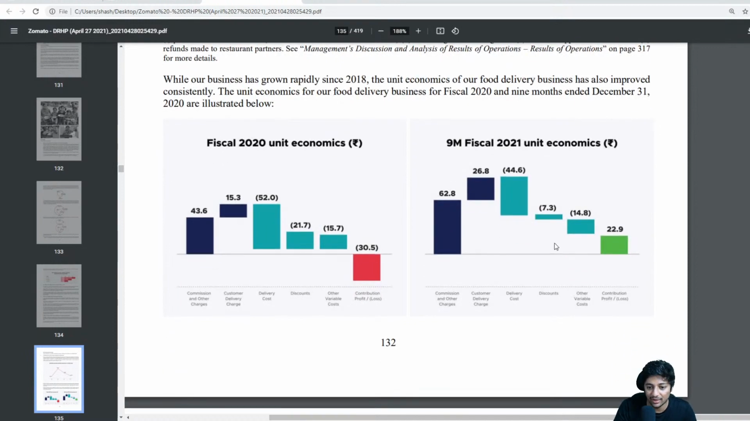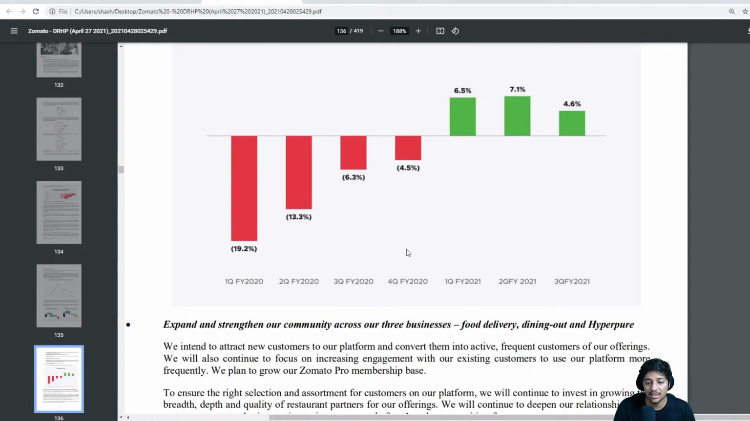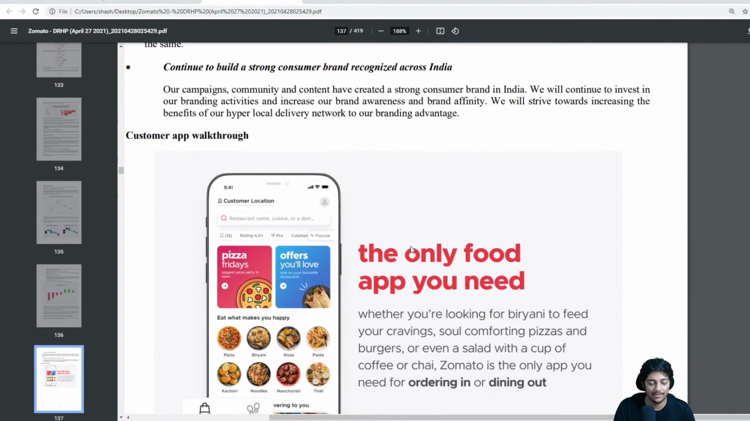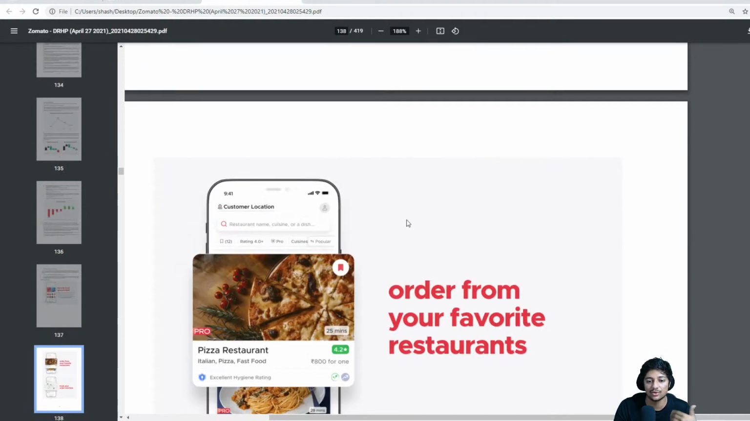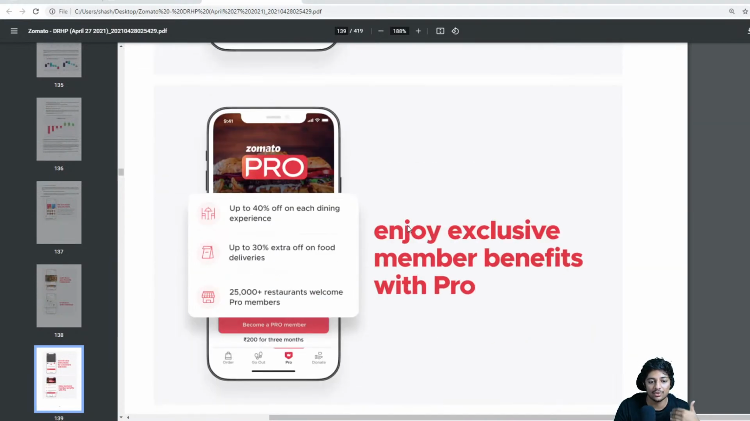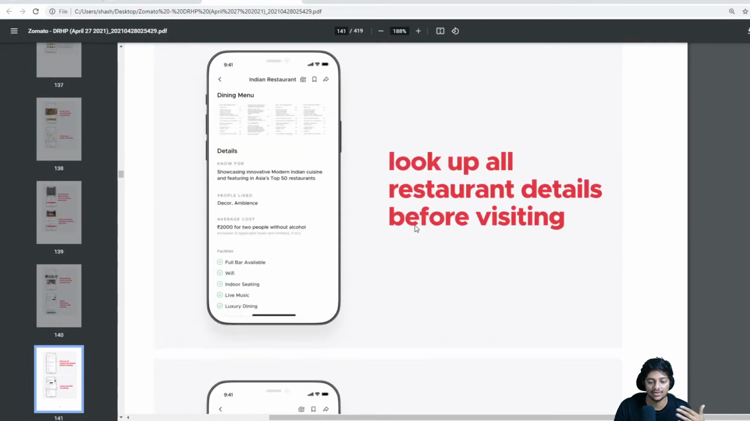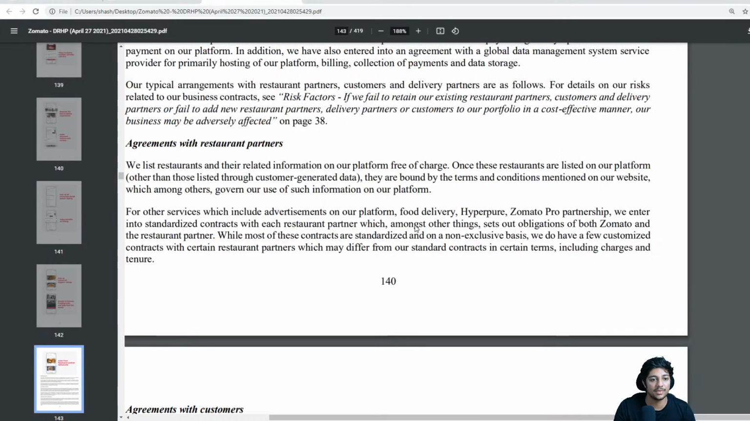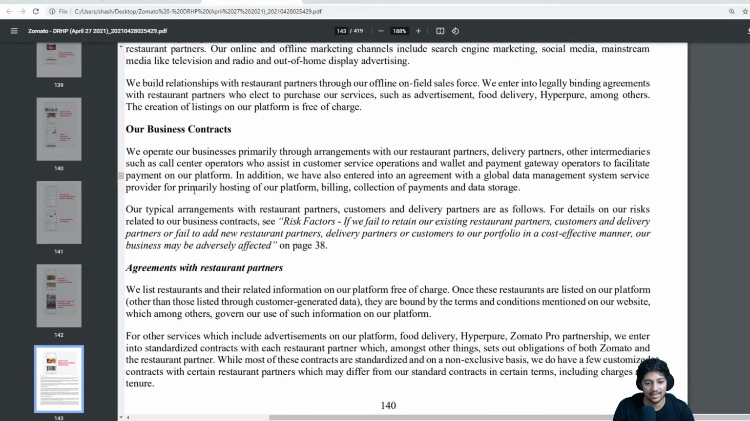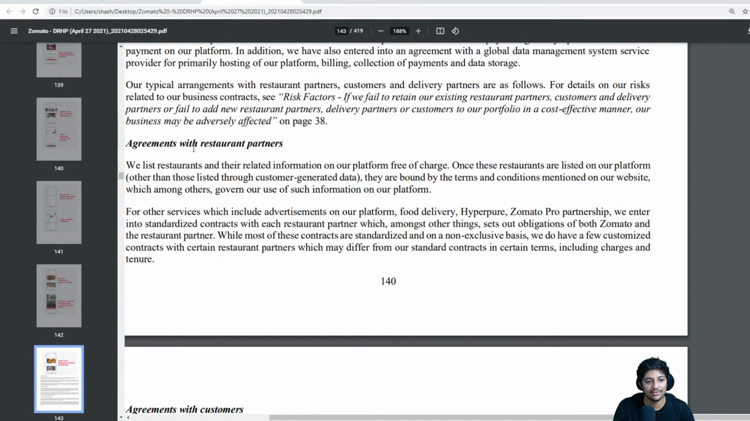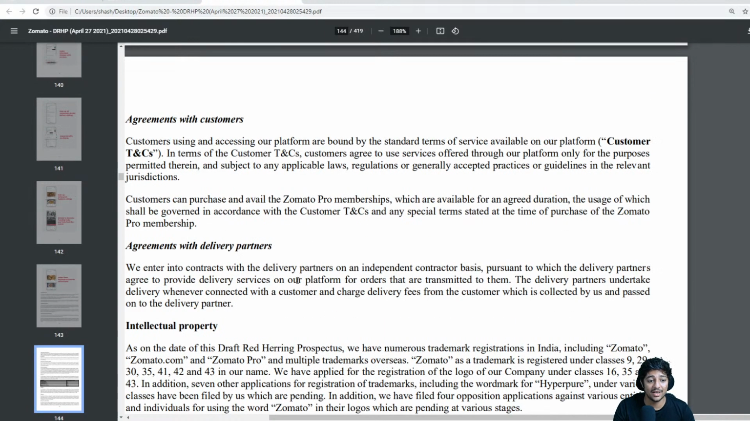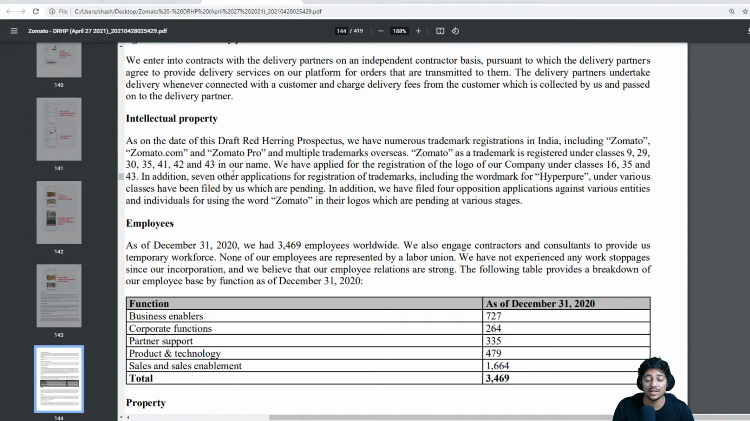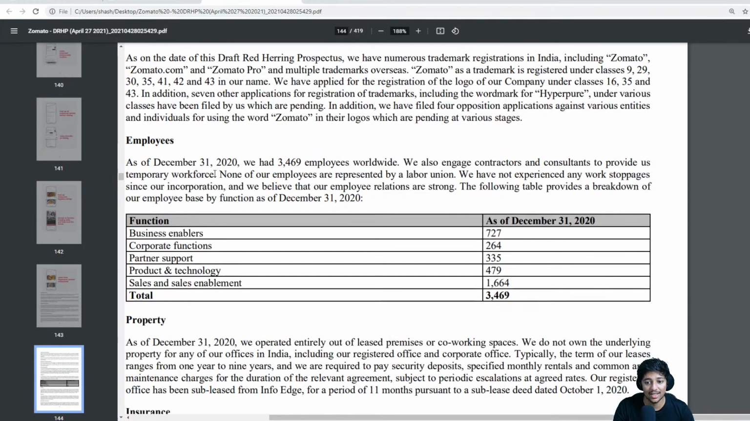Then you see the unit economics here. Beautiful representation of this, and I'm just going to walk through this because you can go through it when you're free, but see how this works. Next, this is where the important information of Zomato comes into the picture. Now if you look at marketing and sales, our business contracts: they have agreements with restaurant partners, agreements with customers, delivery partners, and what are their intellectual property rights, do they have any? Now you come to the other point, which is employees.